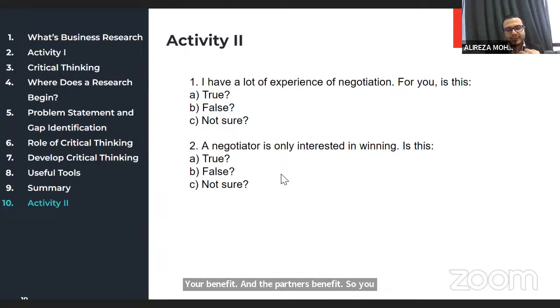If you want to win it all, you can go once, twice, 3 times, and then at the end you will lose that partner. So true? No. Is it false? Yes. You don't want to win. You want to come to a successful result for both parties.